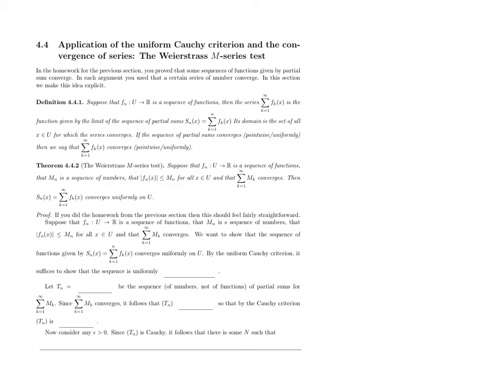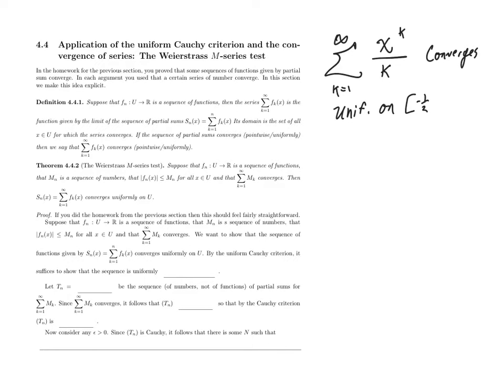So you remember, power series are things like, let's use one of the ones from the example from the previous section. There's an example of a power series. And let's even think about what we did in the previous homework. You showed that this converges uniformly on negative a half to a half. And how did you do it?